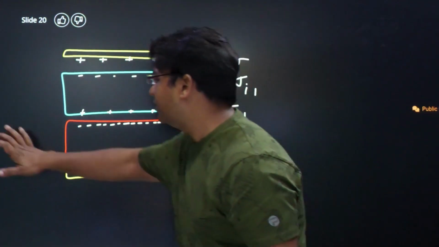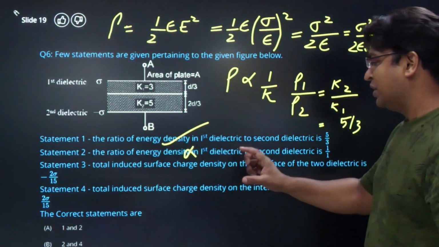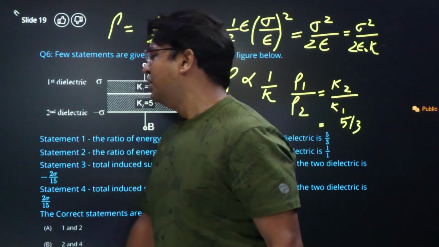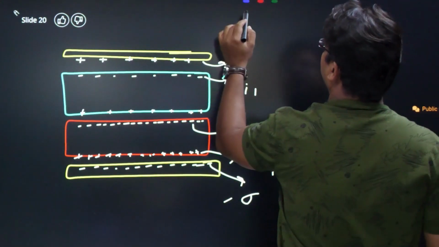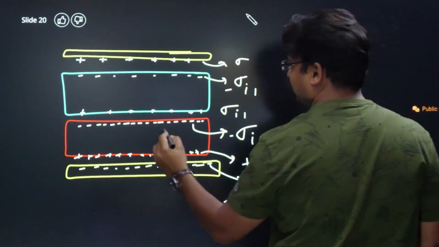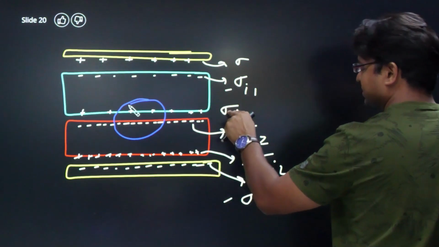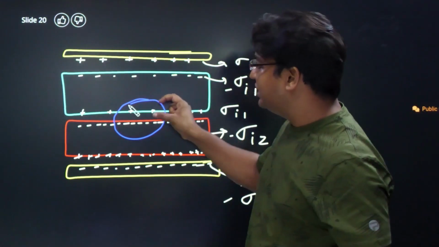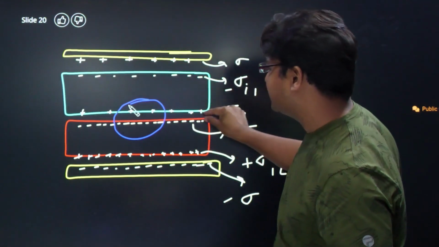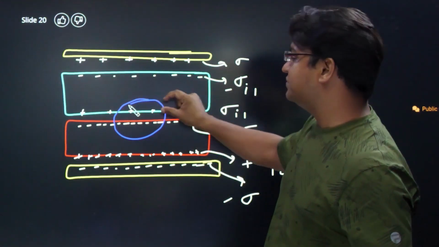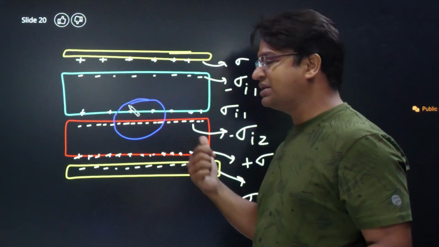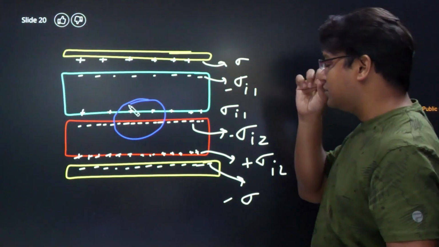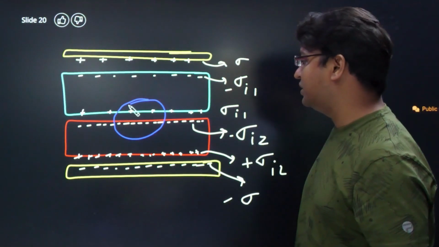Now the statement talks about the total induced surface charge density on the interface of the two dielectrics. So we are talking about the net value of these two. One has sigma I1 and the other has minus sigma I2. So what is the net charge here? If we merge these two surfaces, then some positive charge and some negative charge will be neutralized, and what is the net sigma left here? That is what we want to discuss. So how to solve this particular question?